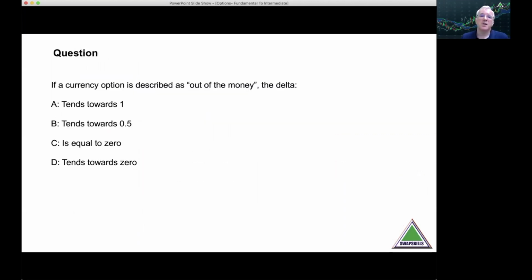So take a look at this. Four questions for you. What I've asked is, if an option is described as out of the money, which of these deltas would apply to that statement?